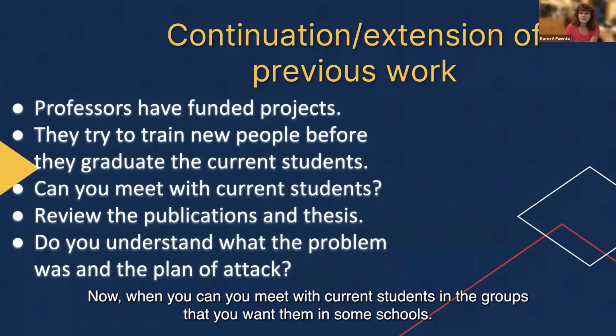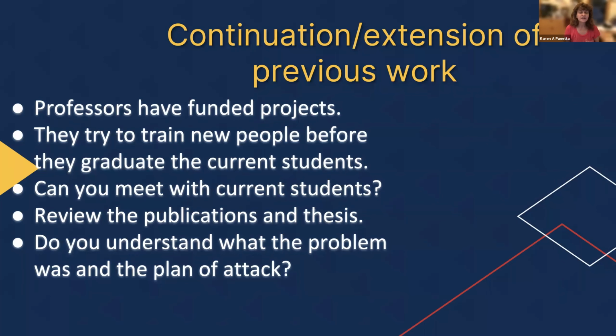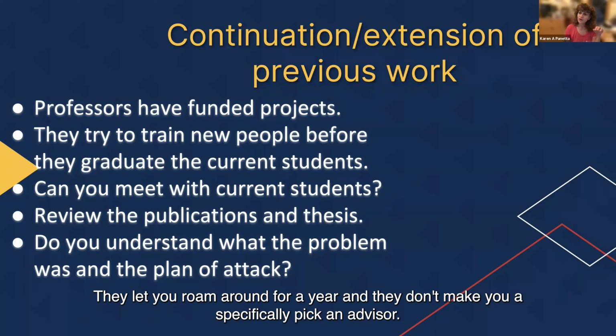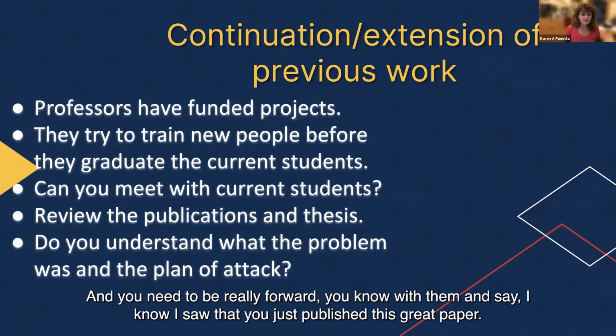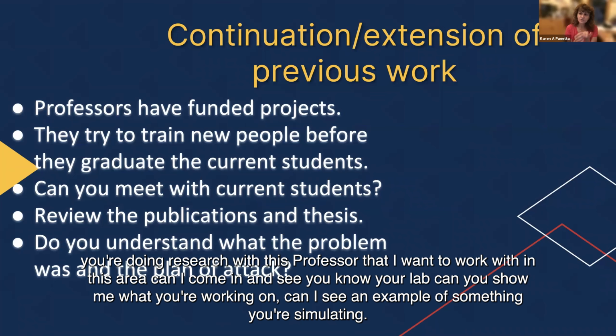Now, can you meet with current students in the groups that you want? And in some schools, they let you roam around for a year and they don't make you specifically pick an advisor. But this is your opportunity to meet with current students who are in the master's or PhD programs, and they'll be in your classes or you'll see them in the labs. And you need to be really forward with them and say, I saw that you just published this great paper. You're doing research with this professor that I want to work with in this area. Can I come in and see your lab?